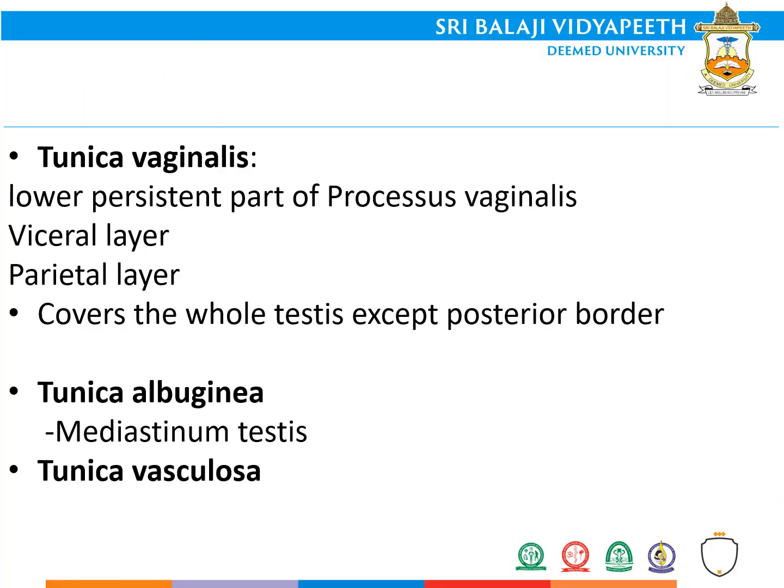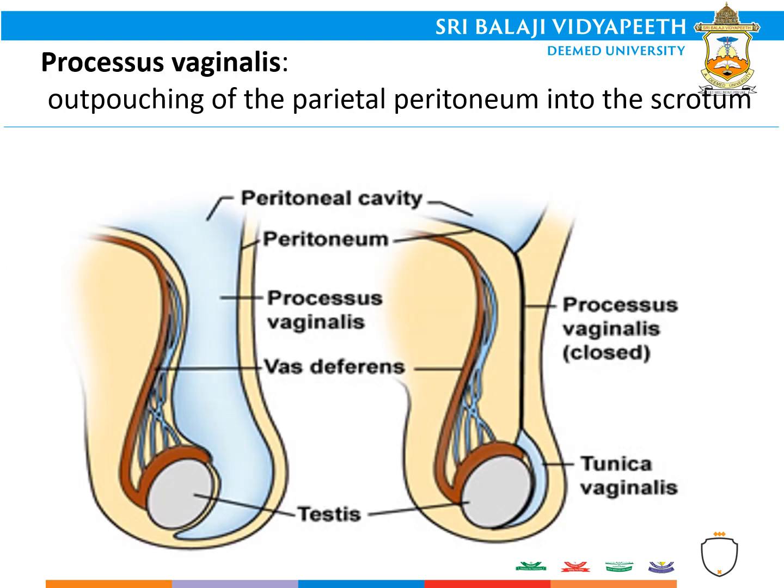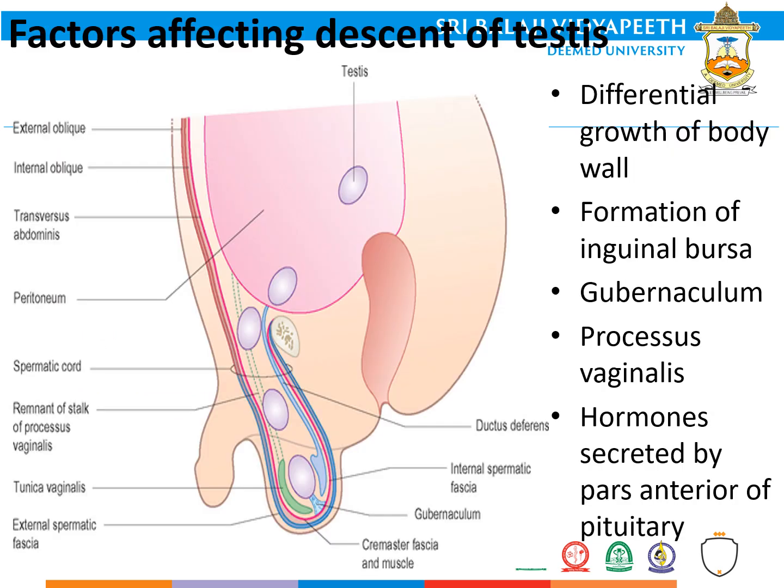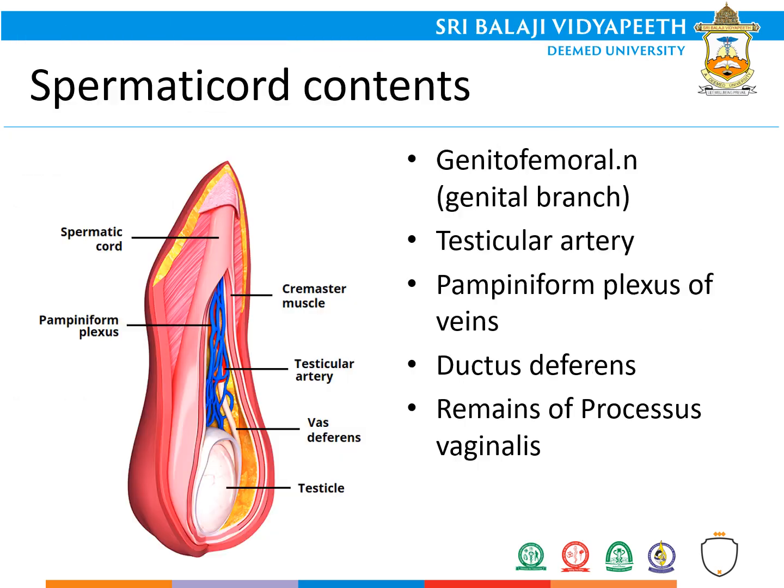And then we have the tunica vasculosa. So each of the lobules is surrounded by a tunica. The parietal peritoneum. The factors which help in the descent of the testis, apart from the hormones secreted by the pars anterior of the pituitary gland. The spermatic cord contains a number of important structures.